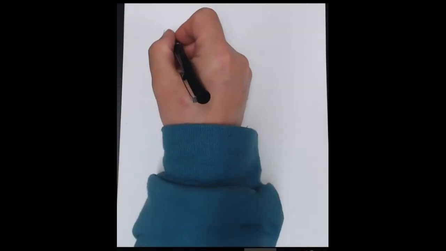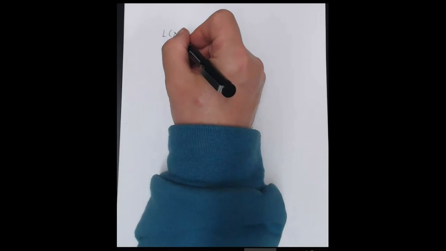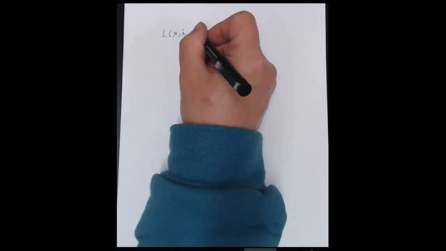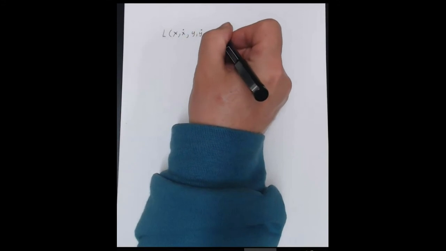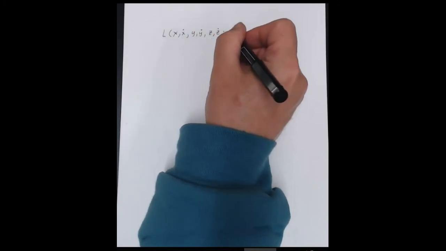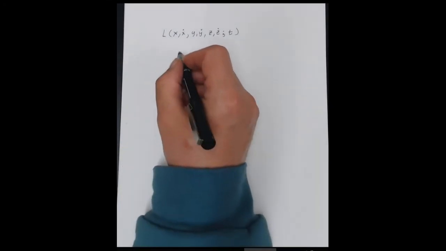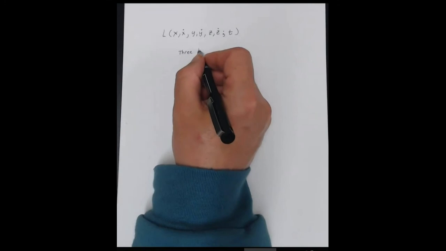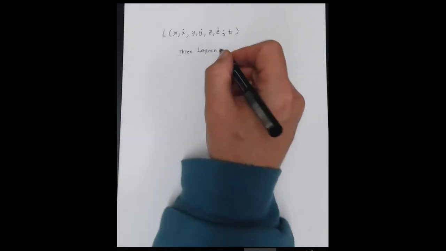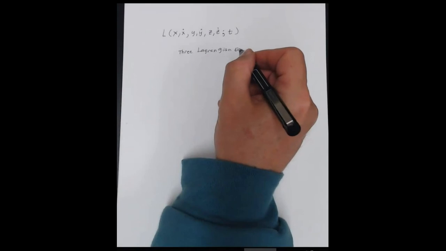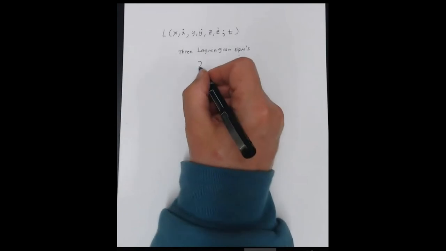Example 2. So now what we want to do is, let's talk about a little bit of a harder problem, and one that involves 2 dimensions instead of just 1. So if we have a Lagrangian that's a function of x, y, and z, and each of these depends on the parameter t, then in this case we would have 3 Lagrangian equations. I'll write them like this.